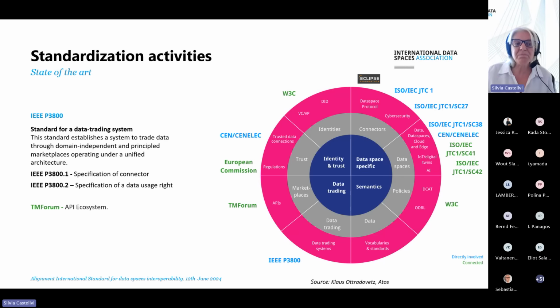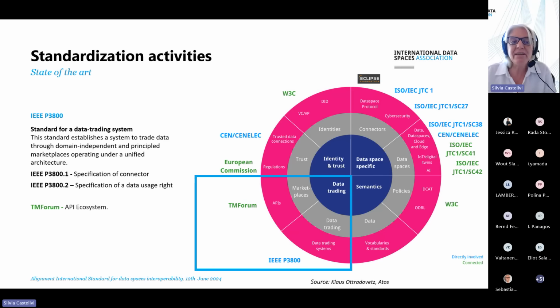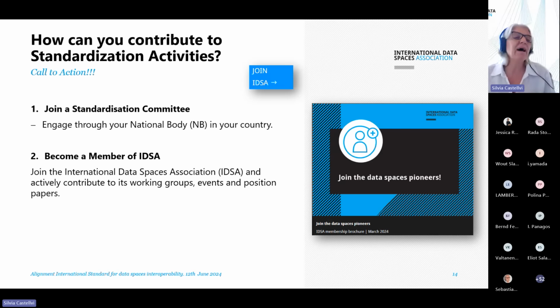And then regarding data trading, there are several initiatives. One of them is from our members of IDSA on the IEEE P3800 on standards for data trading systems led by Japan, and also I highlight the efforts of FIWARE to implement TM Forum for marketplaces.